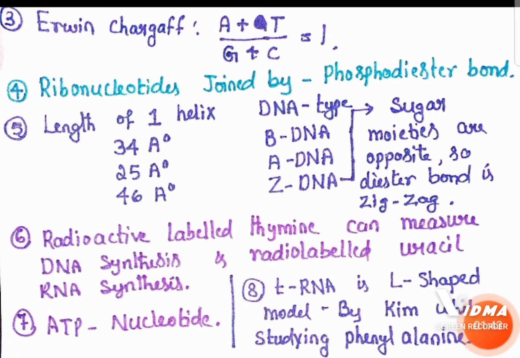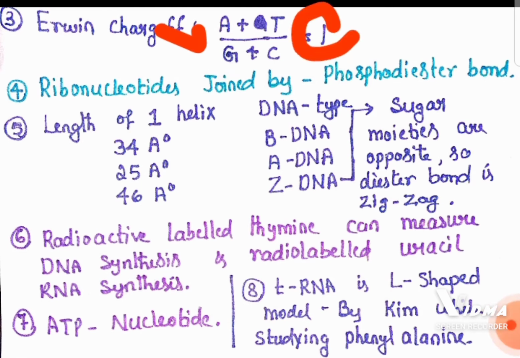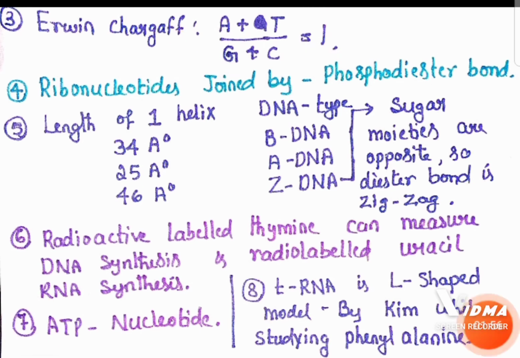According to Chargaff's rule, the number of purines in the DNA is equal to the number of pyrimidines. That's why the ratio of adenine plus thymine divided by guanine plus cytosine is equal to 1, because when base pairing occurs, adenine always pairs with thymine with 2 hydrogen bonds, and guanine always pairs with cytosine with 3 hydrogen bonds. And remember, a phosphodiester bond links two nucleotides. Two nucleotides are joined by a phosphodiester bond.